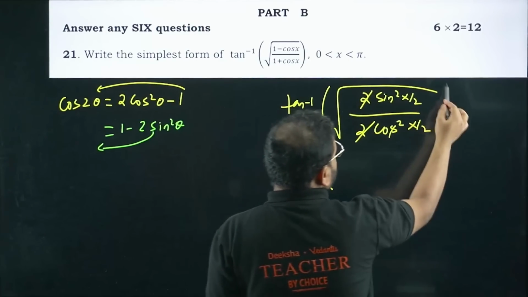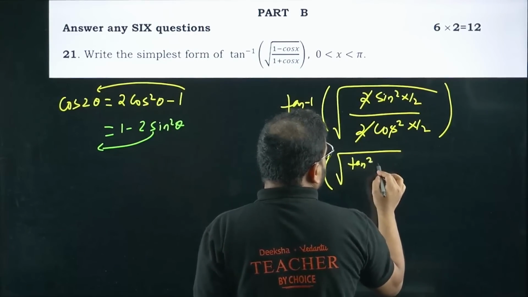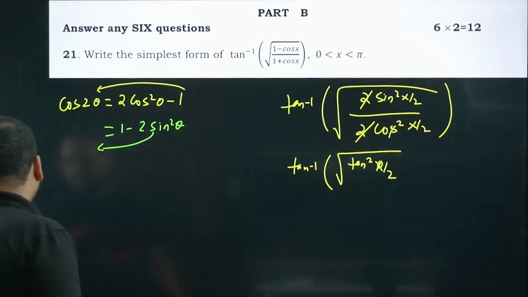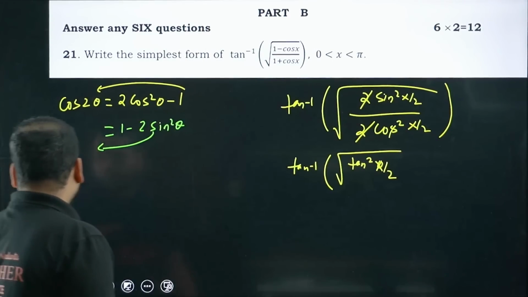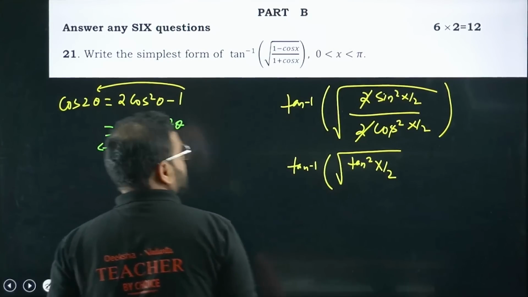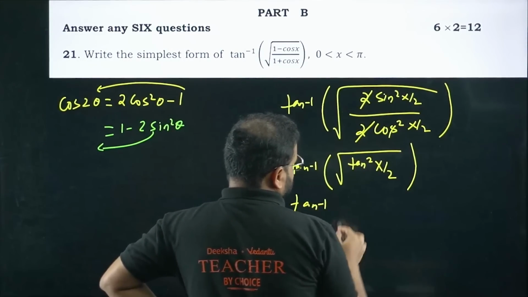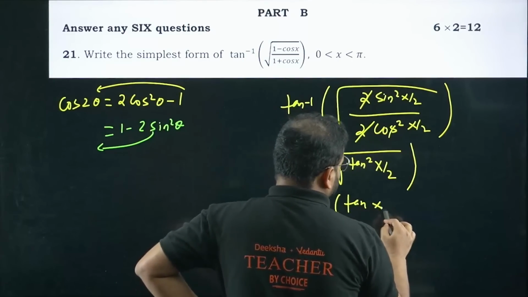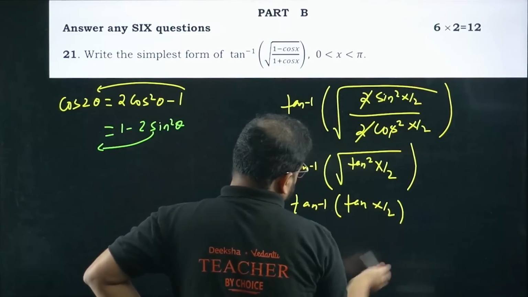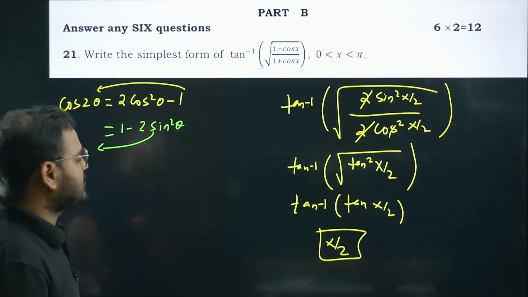Tan inverse of the root of sin square by cos square, which is tan square x by 2, excuse me, x by 2, not theta. Excellent. This is done. Root of tan square will be positive. If I take only positive, it will become tan inverse of tan x by 2. So I'm going to get simply the answer as x by 2. x by 2 is the answer.